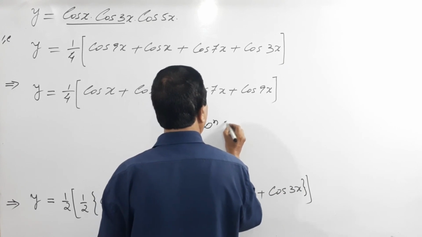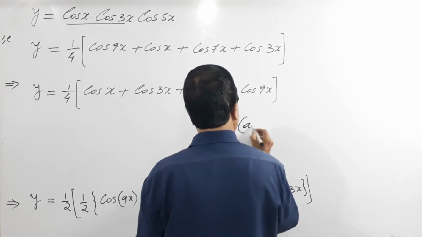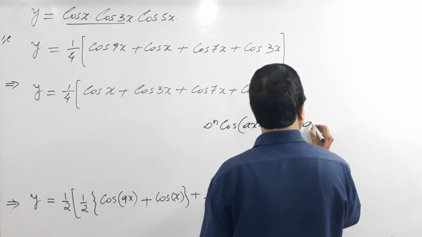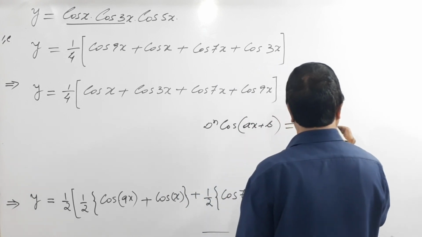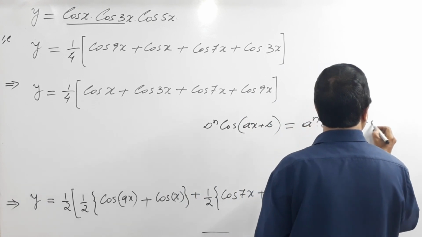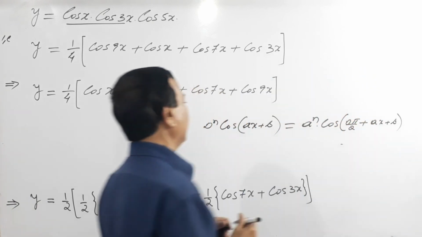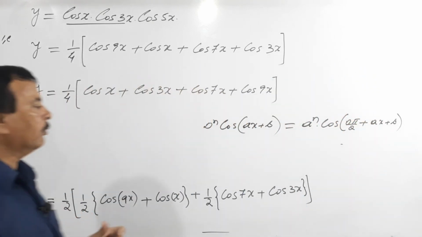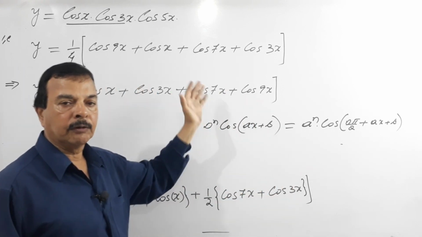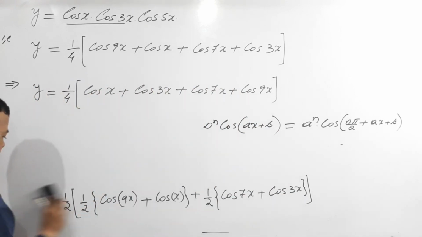dn of cos of ax plus b equals a to the power of n cos of n pi by 2 plus ax plus b. This is a formula, and we are going to employ this formula for each term of the given problem, and that is our nth derivative. So now let us solve this.